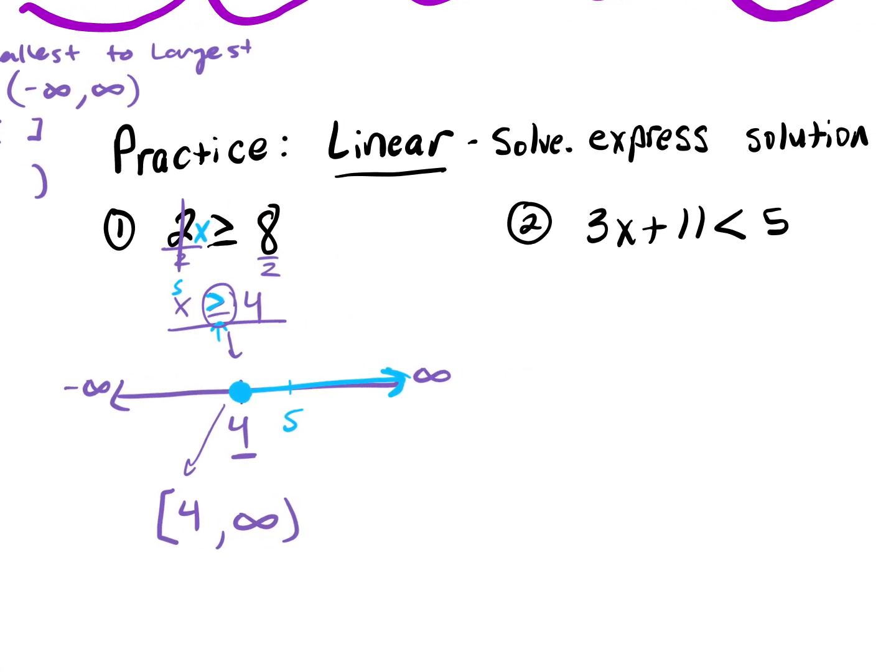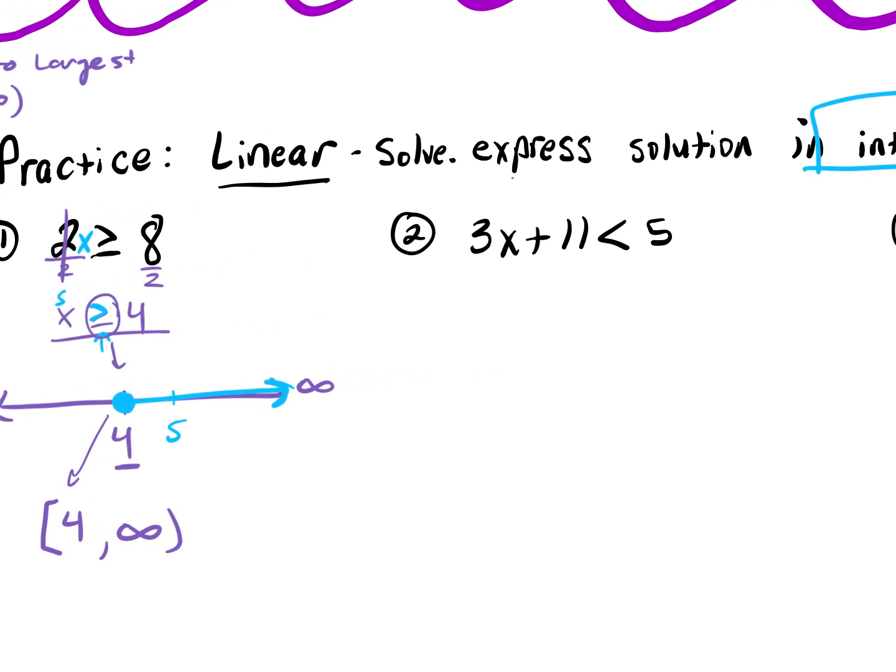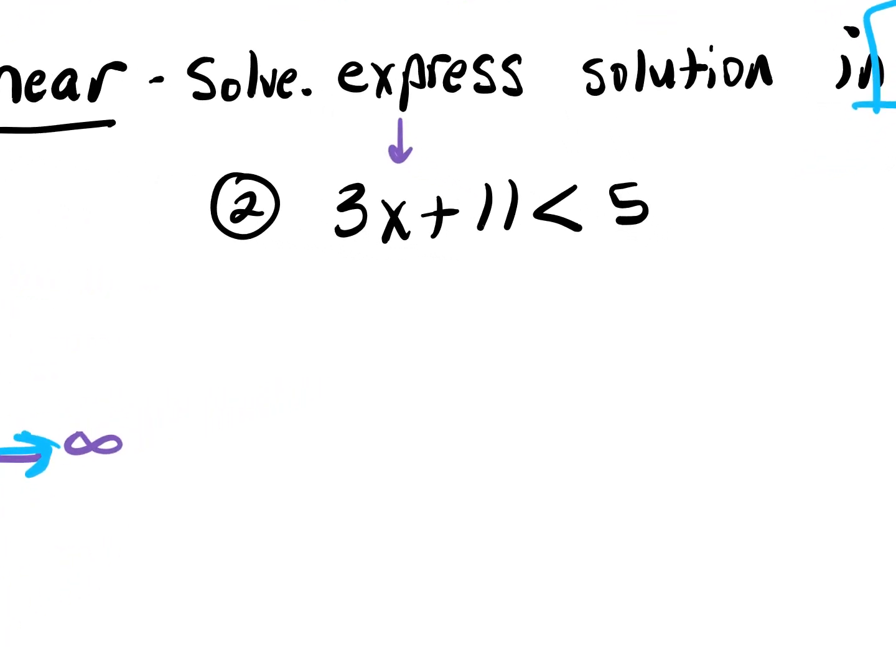All right, let's look at number 2. So we want to isolate our variable. Let's move everything else to the other side. So first thing we're going to do is move 11. So I'm going to subtract 11. We have 3x is less than negative 6. Next, we're going to divide by 3. So here we're not dividing by a negative, so we don't have to flip our sign. It stays exactly the way it is because we're dividing by positive 3.